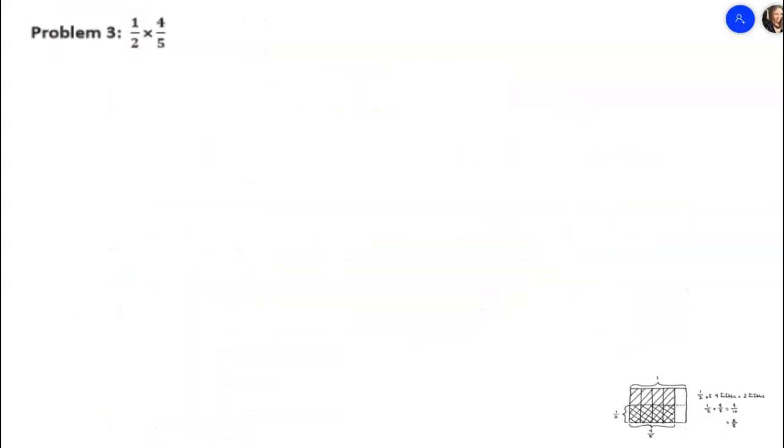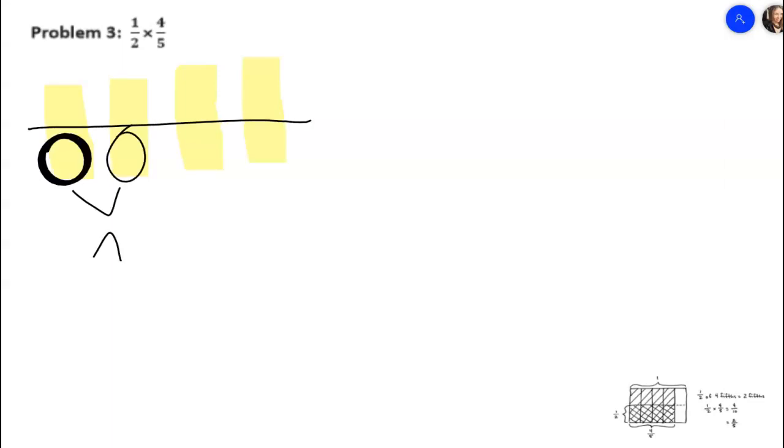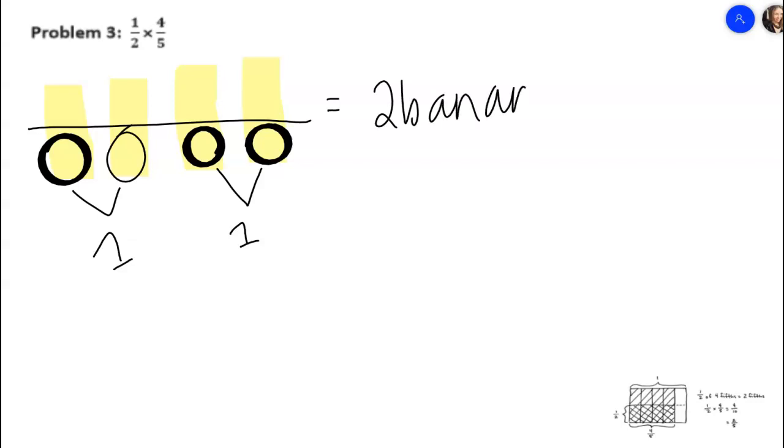Problem 3. We need to find 1/2 of 4/5. If this were 1/2 of 4 bananas, how many bananas would we have? 1, 2, 4. We had 1/2 of 4 bananas. There's a half and there's a half. That equals 1 whole. There's a half, there's a half. That equals another 1 whole. We would have 2 bananas.